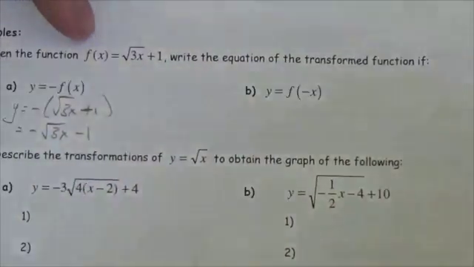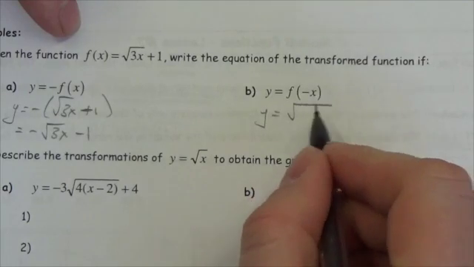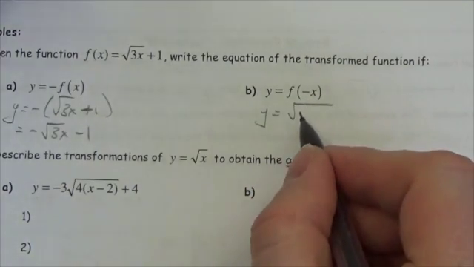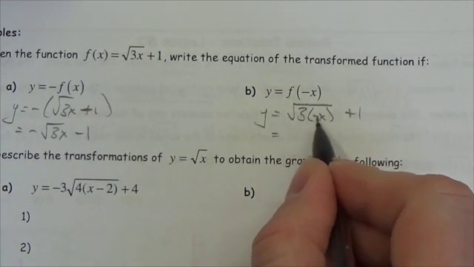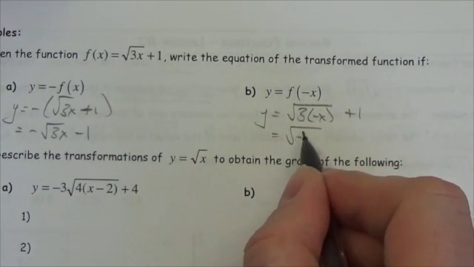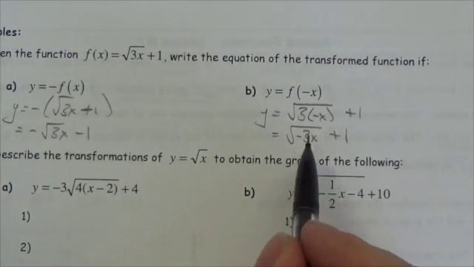Over here, this negative is inside the function, on the x itself. So I'm going to replace x with negative x and multiply that out. There's really not much to be done. It's just going to be the square root of negative 3x plus 1. Now, at first you might think there's a problem there, because there's a negative underneath the radical.